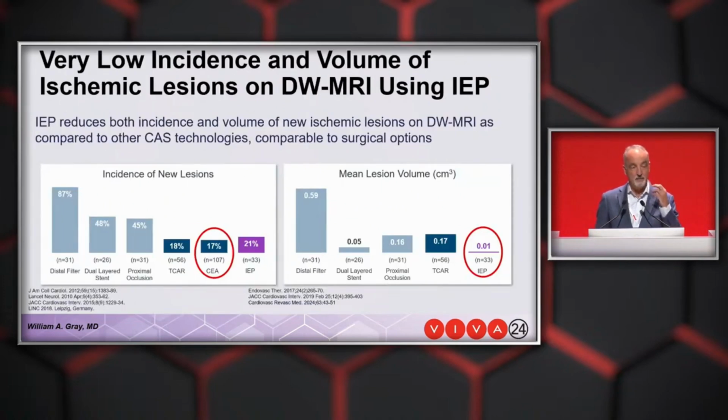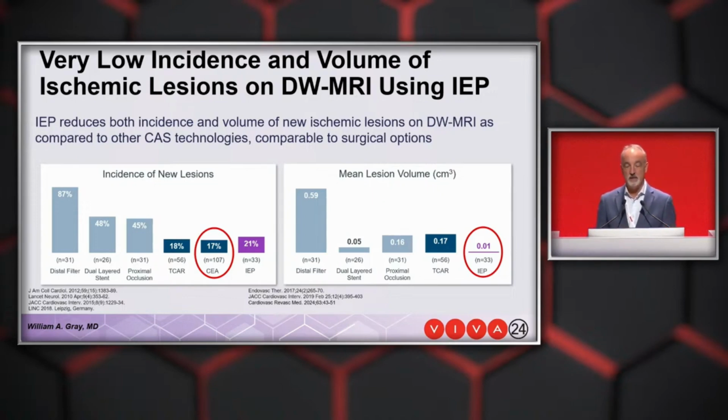Microembolic signals, if you will, are picked up in DWI MRI as a mechanistic correlate to stroke and minor stroke especially. And we can see for endarterectomy, really as the gold standard, there's less than 20% new DWI lesions typically seen. TCAR has demonstrated similar effectiveness in reducing DWI lesions, and the integrated embolic protection system, which I just described, also is in the 20% range. That's in the incidence of new lesions.